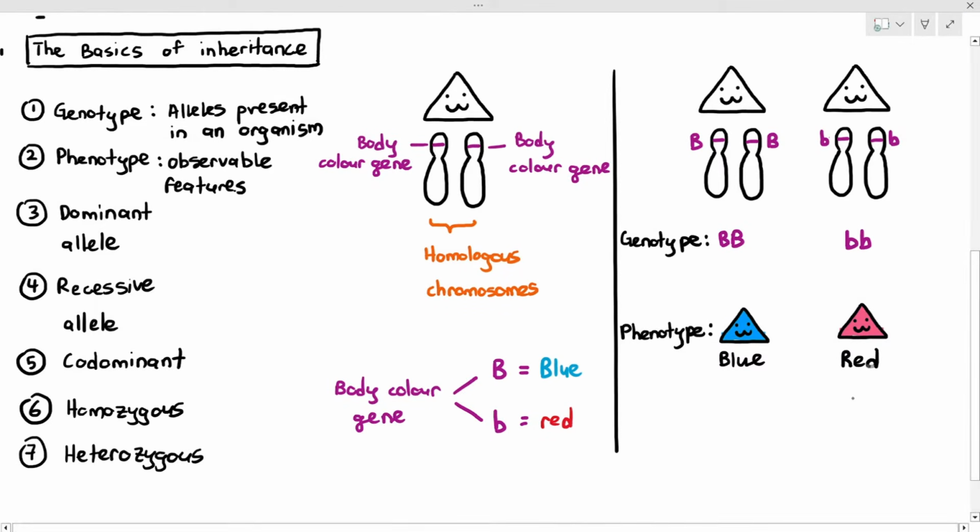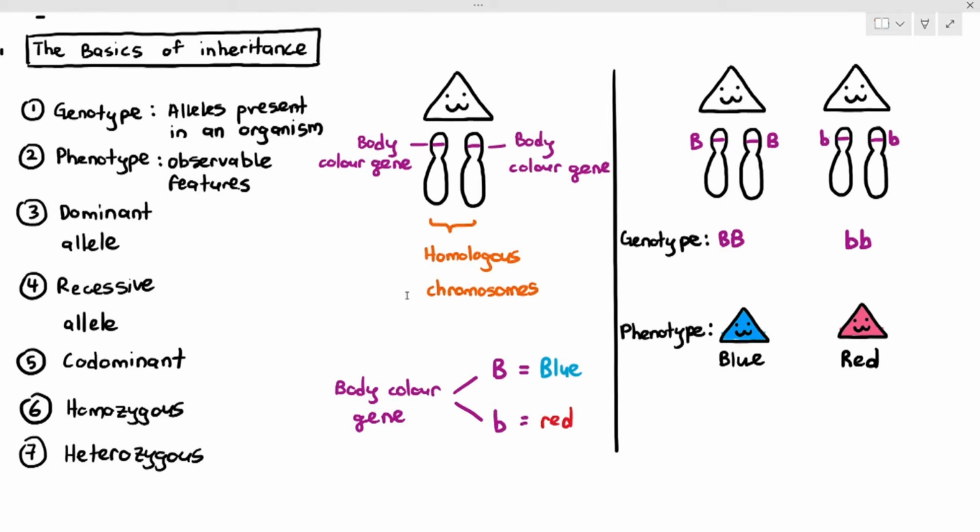The genotype is small b, small b. Therefore, what color is this organism going to be? Obviously, this organism is going to be red in color. That's as easy as it gets, because those are the only alleles they carry. So this is what we have to understand about genotype and phenotype. I hope you understand that.